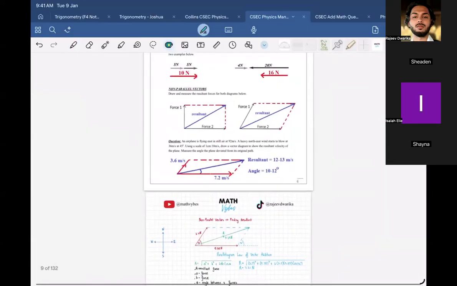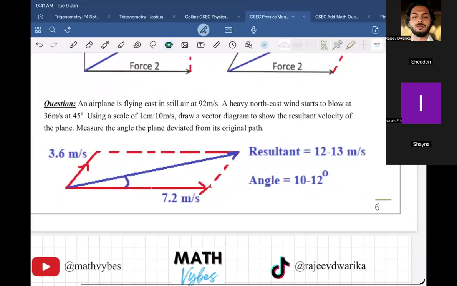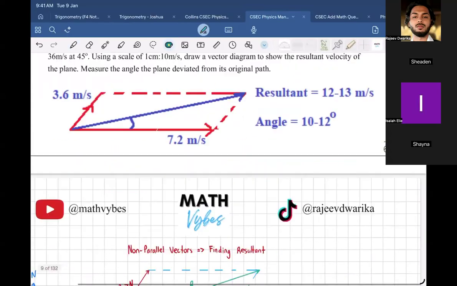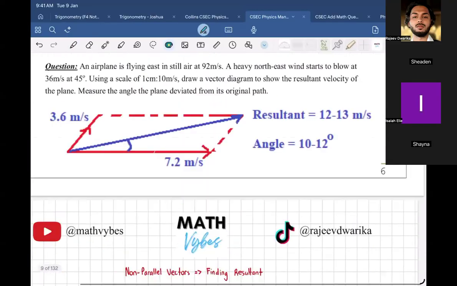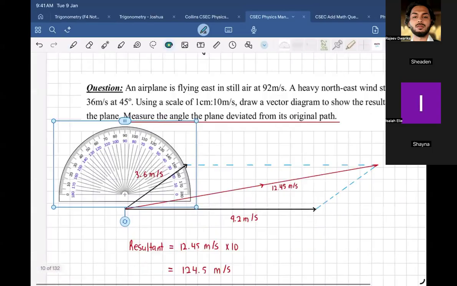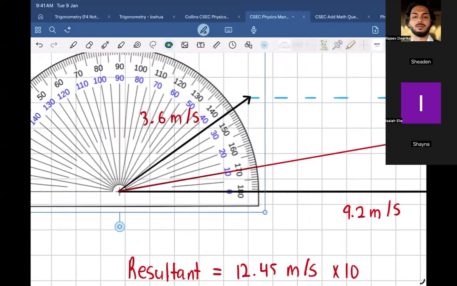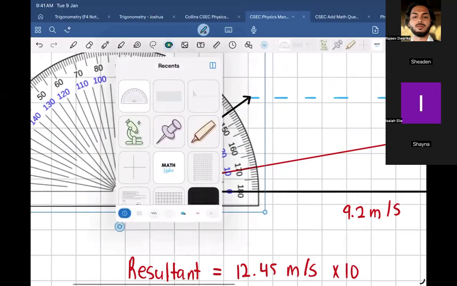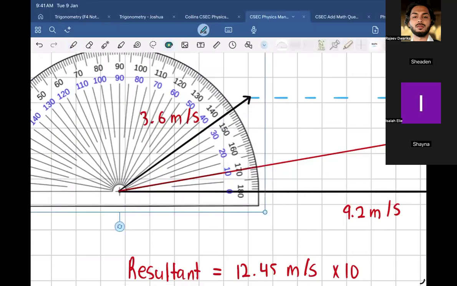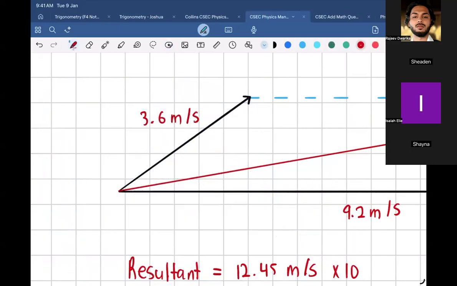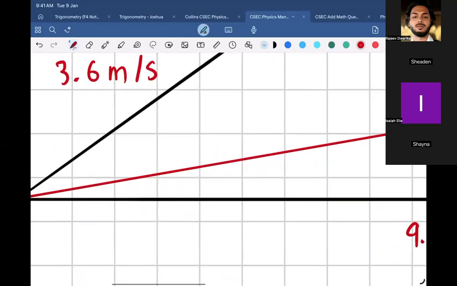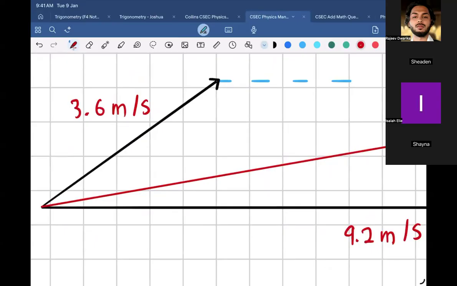So let me see what they got in this diagram. In this diagram, okay, they just said 12 to 13. And so we were fairly close, right? And the angle 10 to 12. So let's see if we'll get that. Okay, well, what are we getting? Tell me, Shay. What are we looking at? 10. They're looking exactly like 10. Shay, I want you to measure it in your diagram and tell me what you're getting. Are you getting 10 or something different? I suspect that you all will get something a little more than 10 or a little less.